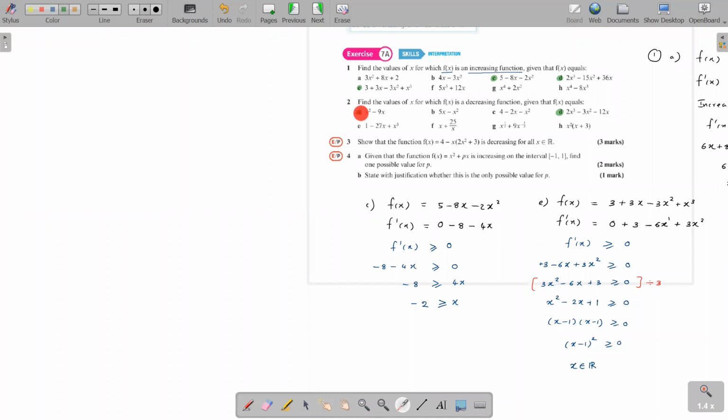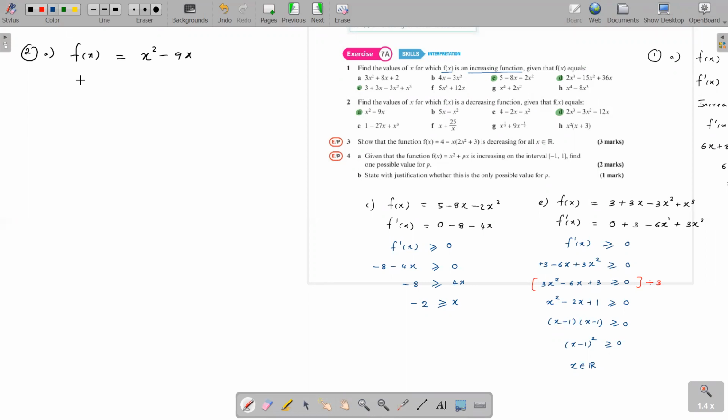Question number 2. Look at question number 2. Find the values of x for which f(x) is a decreasing function, given that f(x) equals, okay, so f(x) is given. How do we find a decreasing function? In a decreasing function, what is the requirement? The f dash x, or your gradient, must be less than or equal to 0.